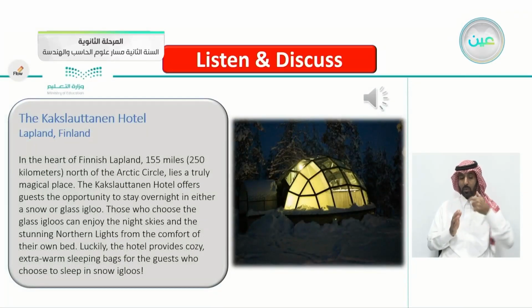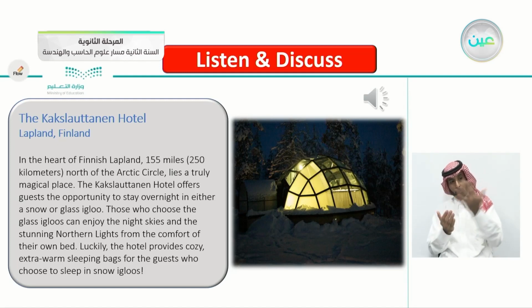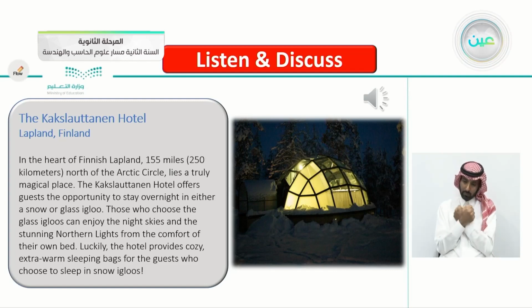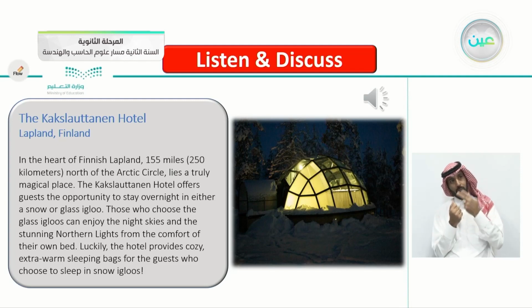The Caxlotten Hotel, Lapland, Finland. In the heart of Finnish Lapland, 155 miles, 250 kilometers, north of the Arctic Circle, lies a truly magical place. The Caxlotten Hotel offers guests the opportunity to stay overnight in either a snow or glass igloo. Those who choose the glass igloos can enjoy the night skies and the stunning northern lights from the comfort of their own bed. Luckily, the hotel provides cozy, extra warm sleeping bags for the guests who choose to sleep in snow igloos.